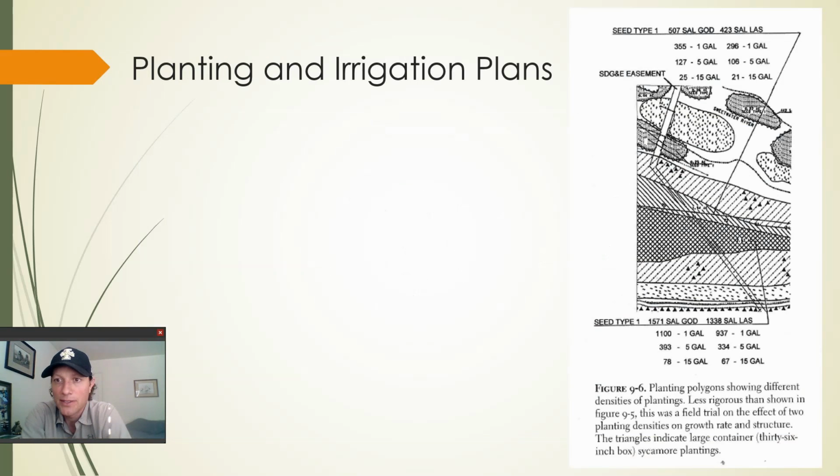Okay, planting and irrigation plans. This should be pretty straightforward. Basically, it's an opportunity to communicate what plants you want planted, how big they are, how many you want planted, etc. And usually there's a little color coding or hatch marks to indicate a certain zone that's going to receive a certain community of plants. Sometimes you'll say, okay, these are going to be 1 gallon pots. Sometimes you'll say these are going to be willow cuttings, etc. But basically you have polygons on a map indicating to the planting team what to plant and where.